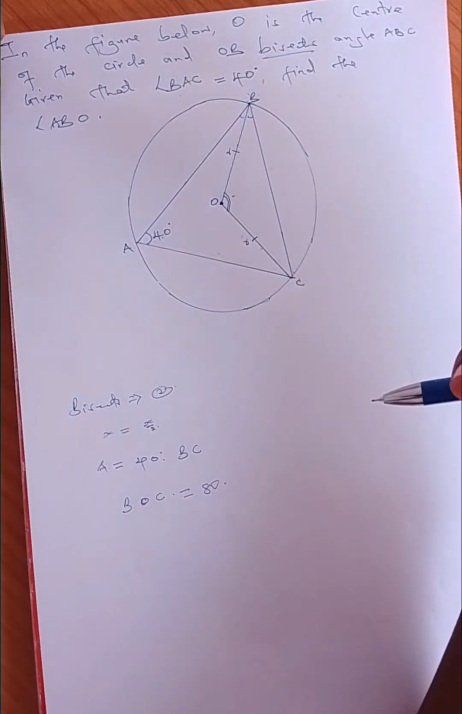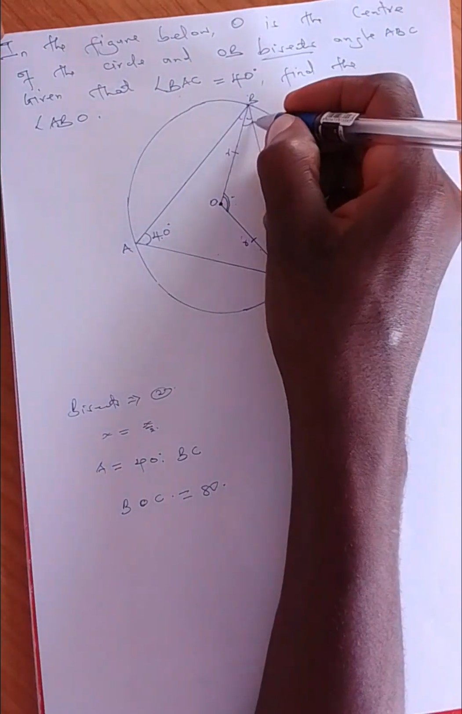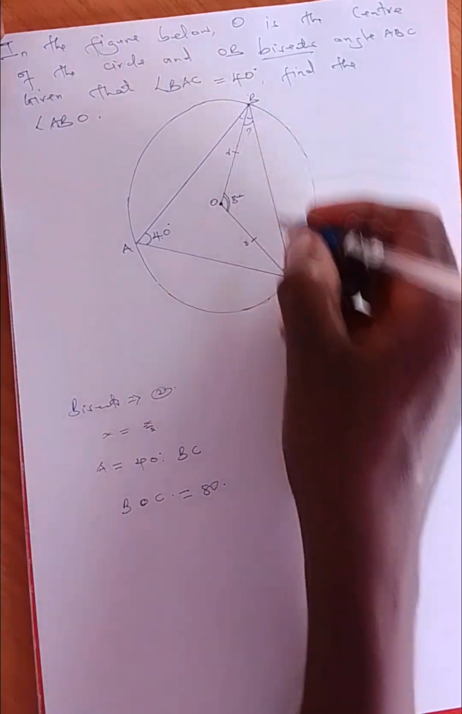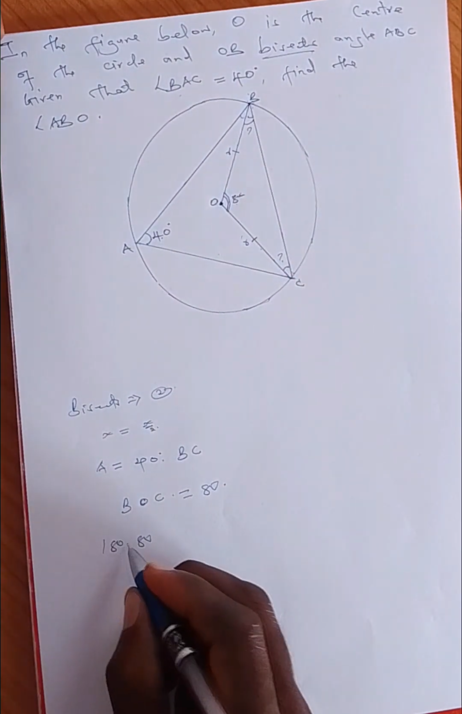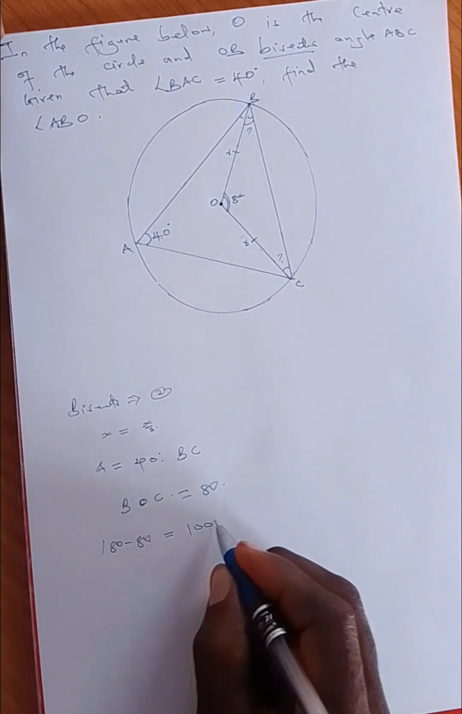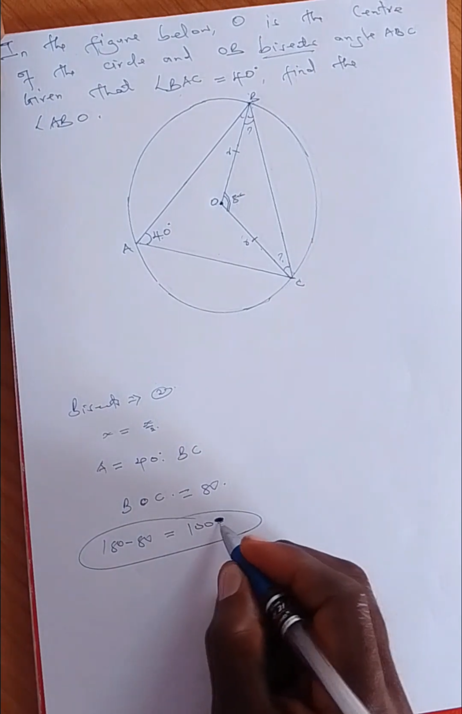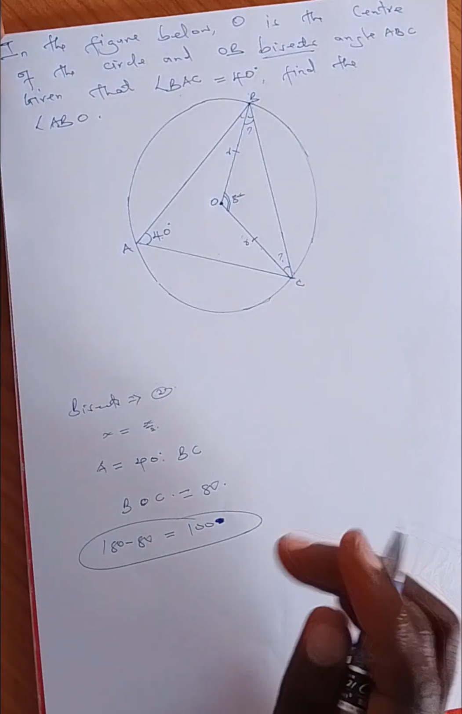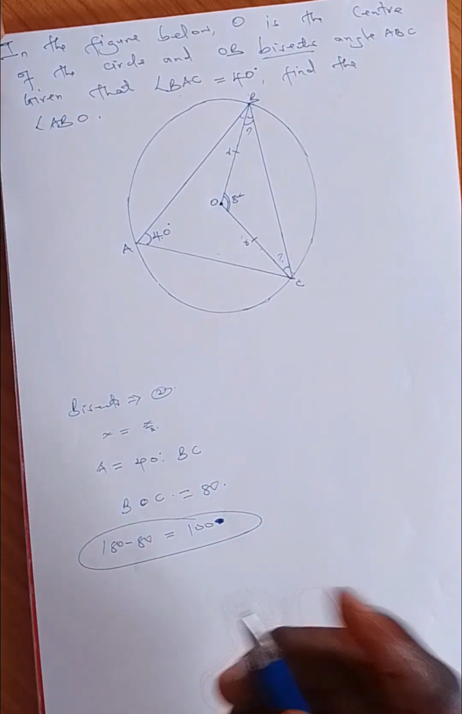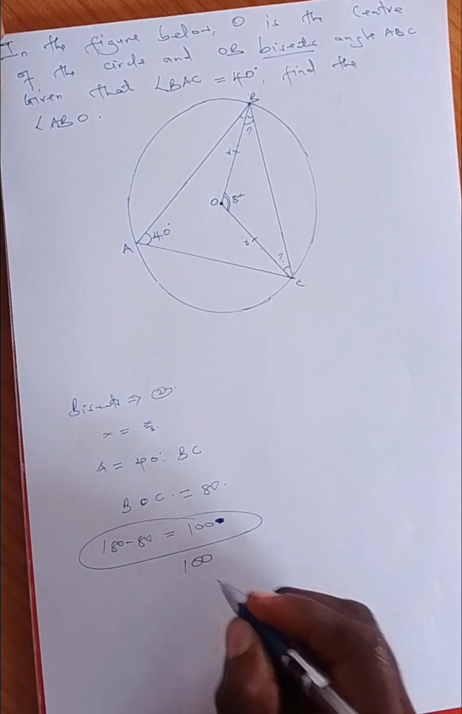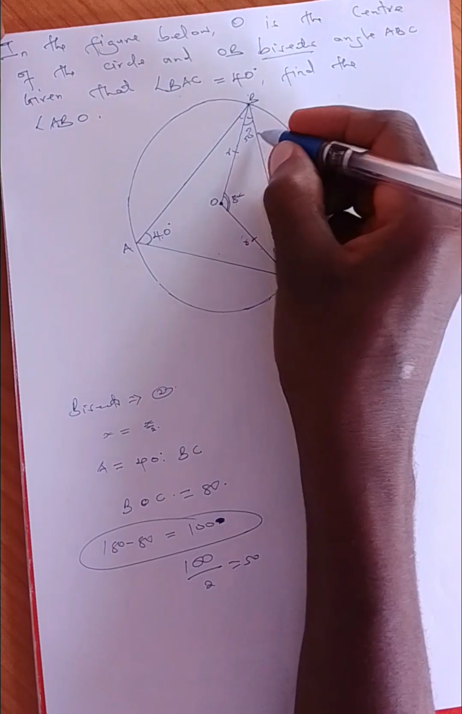And one property of an isosceles triangle is that base angles are equal. So this is the base angle of this isosceles triangle. If here is 80, what is going to be here? You subtract 80 from 180, you will get 100, because angles in a triangle add up to 180. So if the sum of these two is 100, what will be the value of one? It is 100 over 2, which is 50. So here is 50, here is 50.